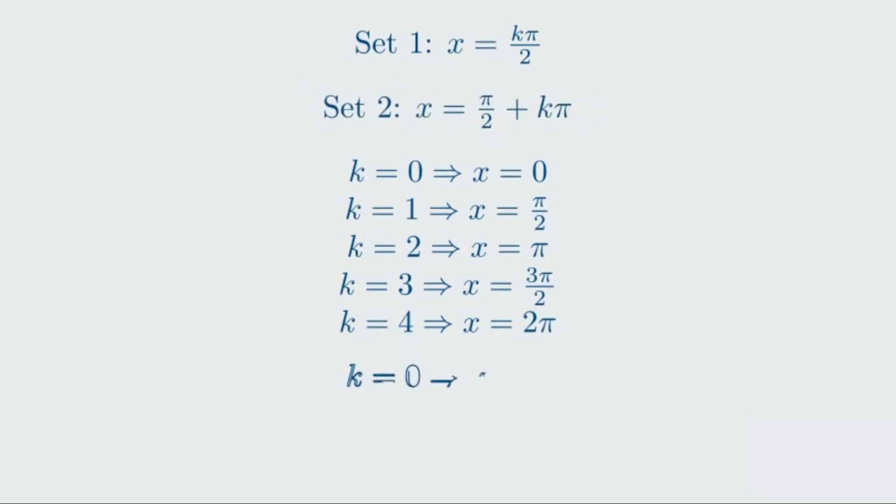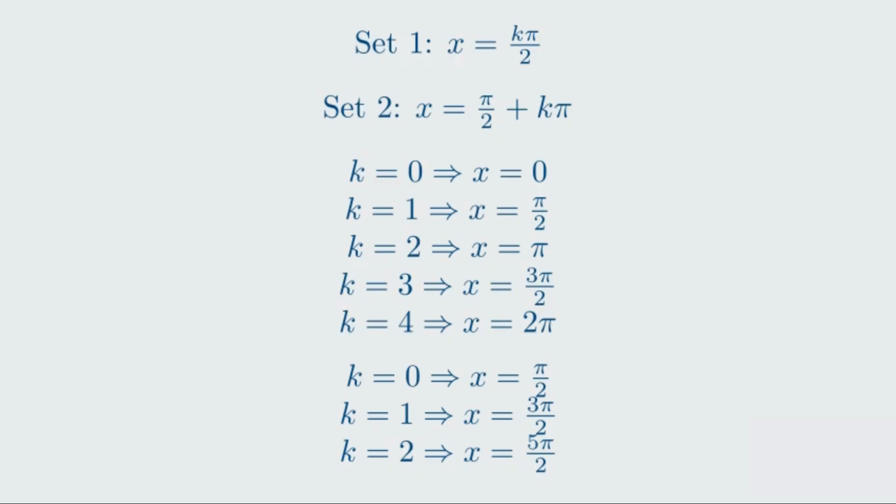If k is 0, we get pi over 2. If k is 1, we get 3 pi over 2. If k is 2, we get 5 pi over 2. And so on. Let's put all the unique solutions from these two lists together. 0, pi over 2, pi, 3 pi over 2, 2 pi, and so on.